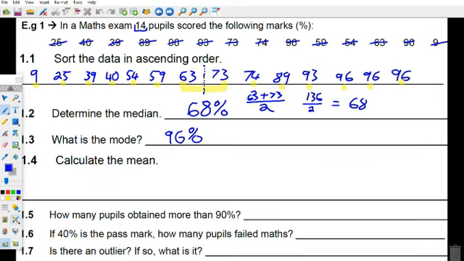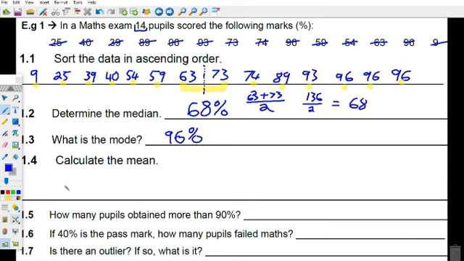So let's have a look here. We're going to carry on with our example. Our median here, we found to be 68, because we need to find the middle. Now there's an even number of values, so we have to find the middle of the middle two numbers, 63 and 73. The middle of that is 68. What is the mode? The mode is 96. It's the most frequent number.